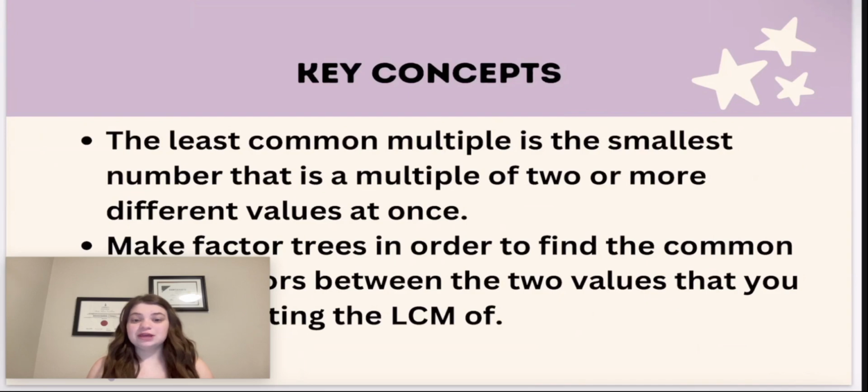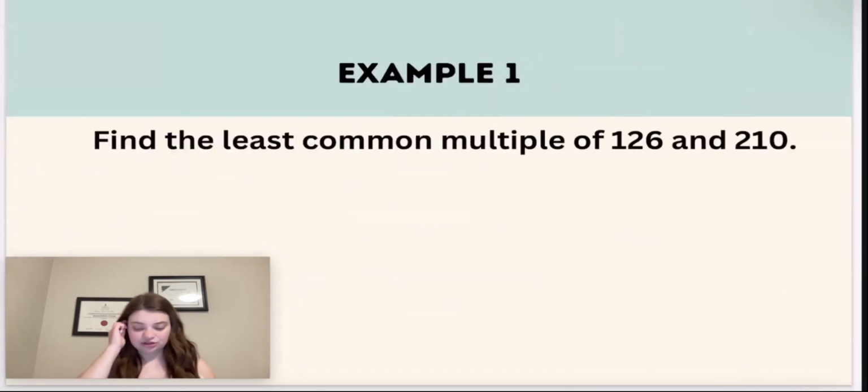And what we can do is make factor trees in order to find the common values between two of the values, or more than two potentially as well, in order to find the least common multiple. I'll dive a bit deeper into that once we get into it. So here the first question asks us to find the least common multiple of 210 and 126. And these are both pretty big numbers. If we were to just write out a whole bunch of multiples for both of them, it might take us a very, very long time and be very inconvenient and unpleasant.